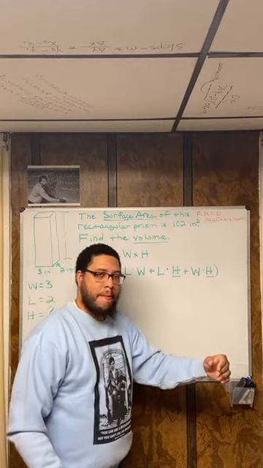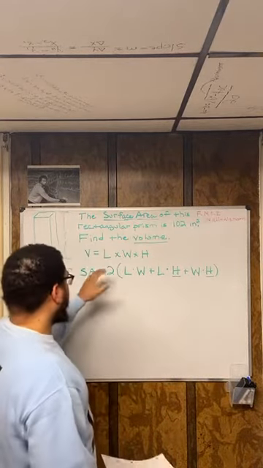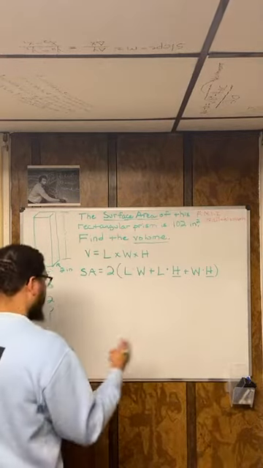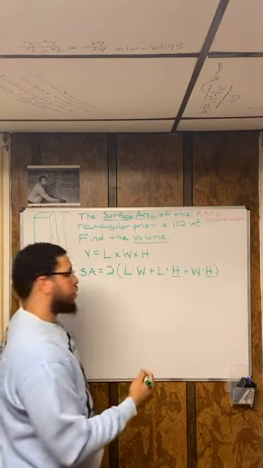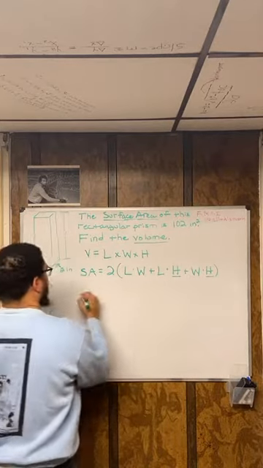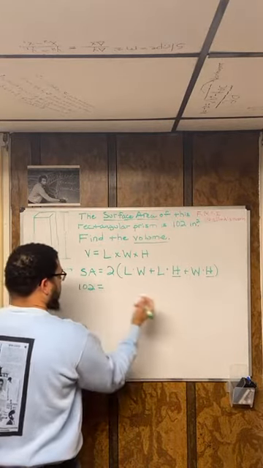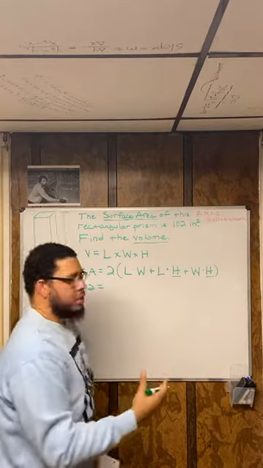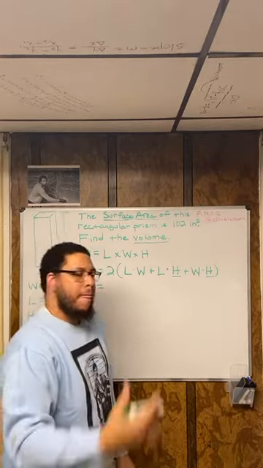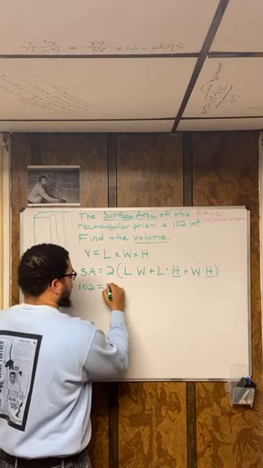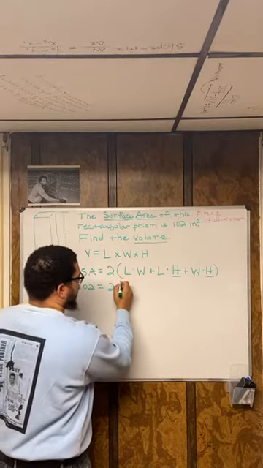So now, let's fill in for everything that we know. So I know what the surface area is. So I'm going to replace that with 102. I write the equal sign. And if I'm not replacing something, I just copy it over. All right. So this equal sign is not being replaced. This 2 is not being replaced. This parenthesis is not being replaced.